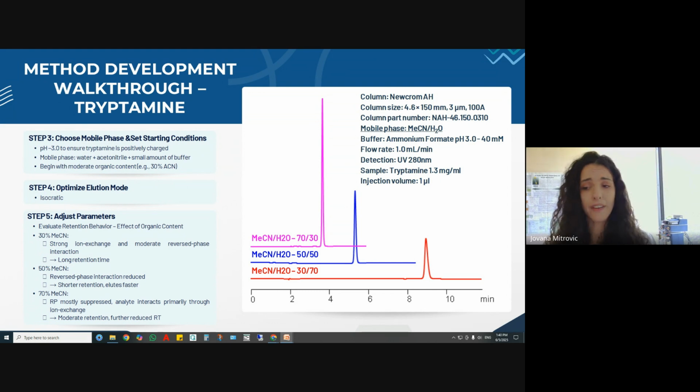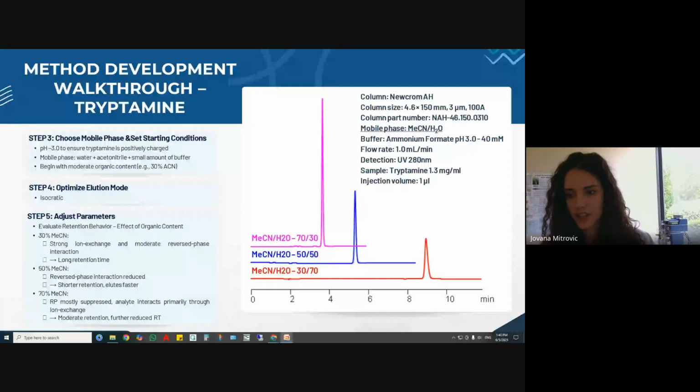But after adjusting the organic content, the next logical step is to see how ionic strength, that is buffer concentration, affects tryptamine retention. So let's look at that next.